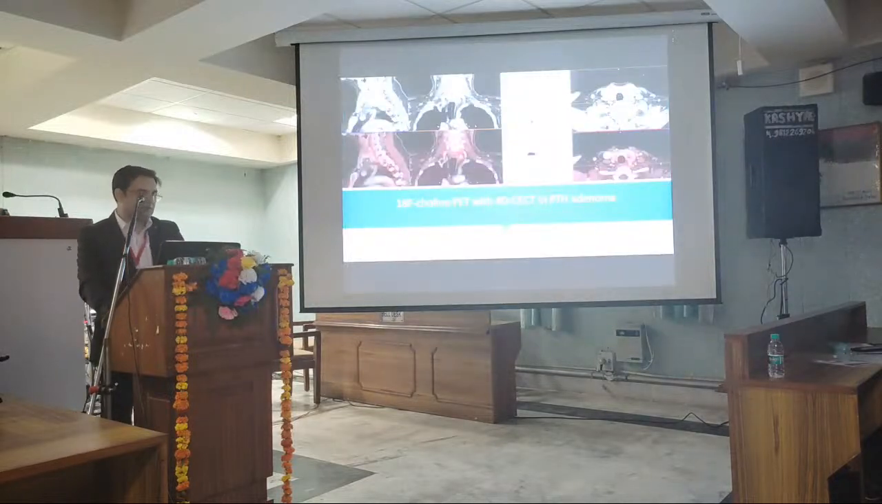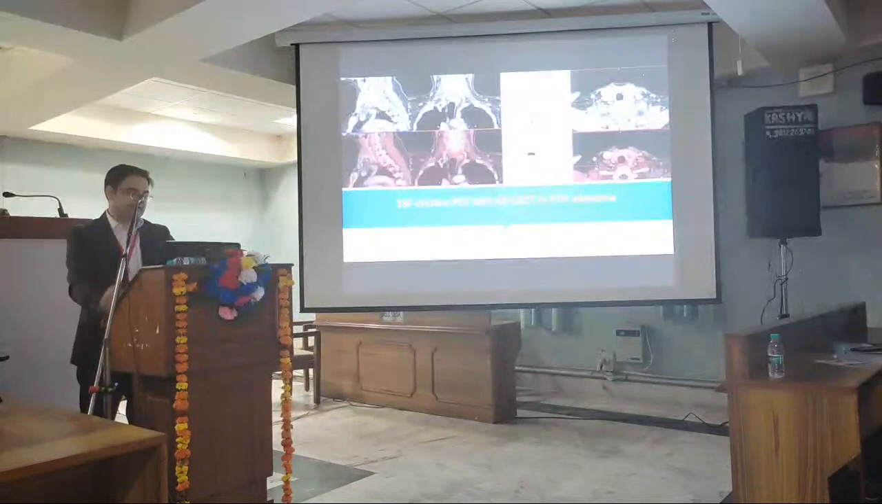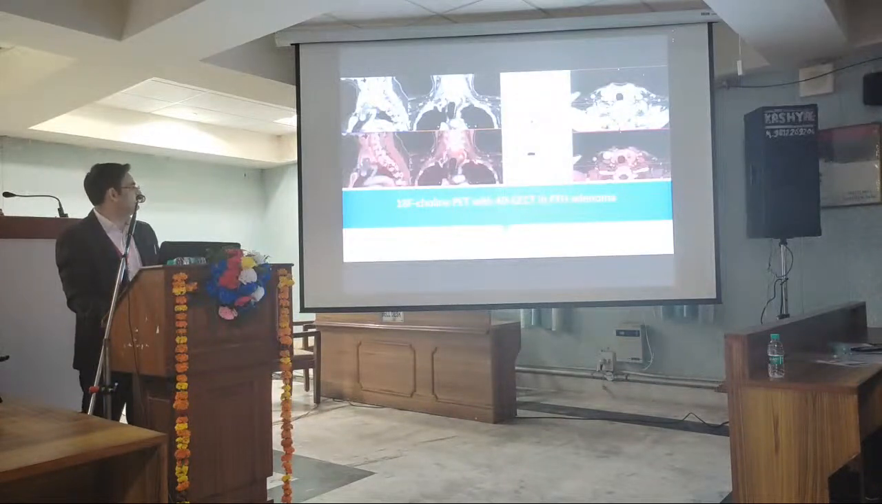So we combine 4D CT with PET CT and use the radiotracer in the form of F choline PET CT. This technique helps in localization of very small adenomas.